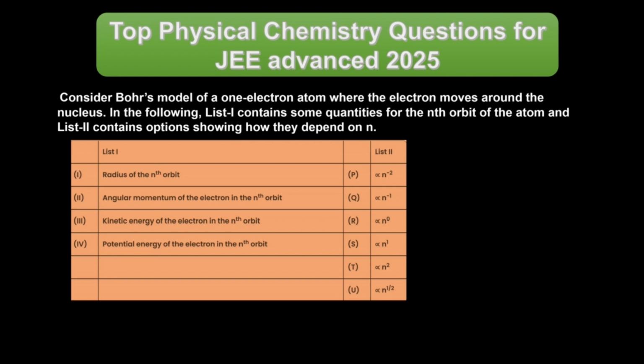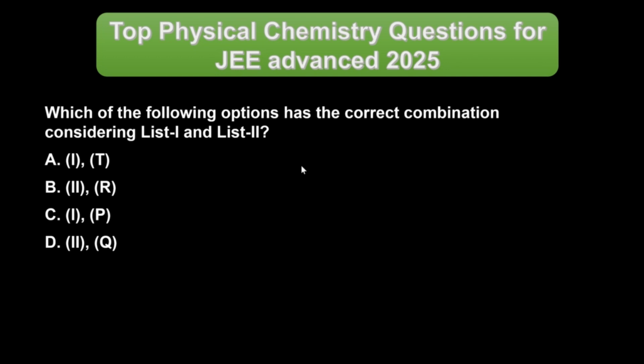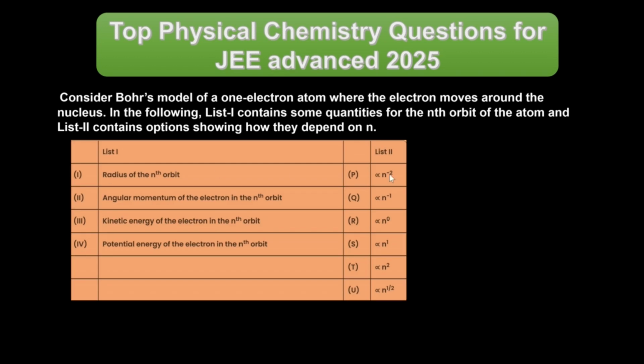Okay, let's get started with the first question. Consider Bohr's model of a one electron atom where the electron moves around the nucleus. In the following, list 1 contains some quantities for the nth orbit of the atom and list 2 contains the options showing how they depend on n. So the question is that we have to find out the correct combination of list 1 and list 2. Cool. So let's start solving one by one.